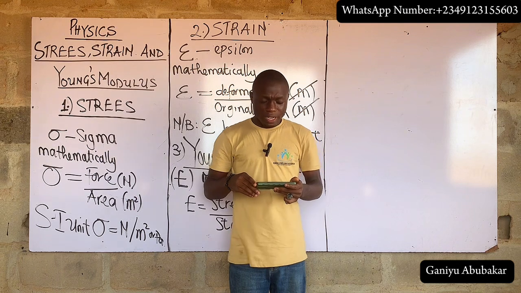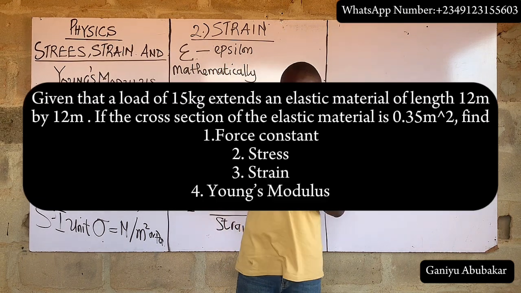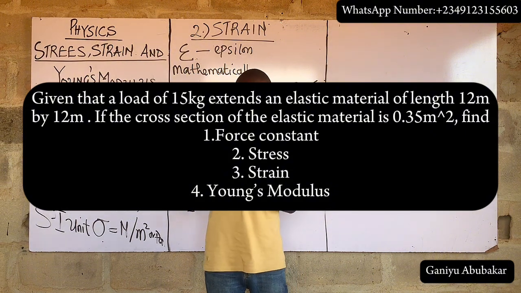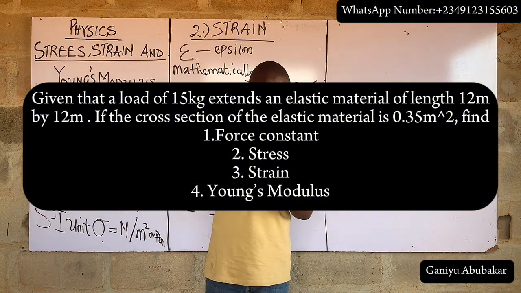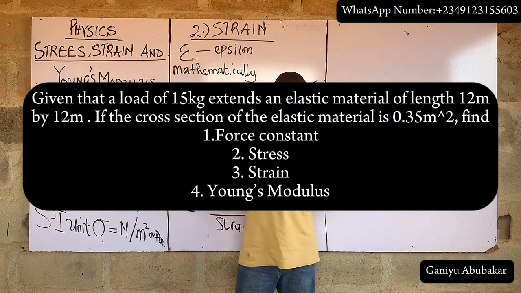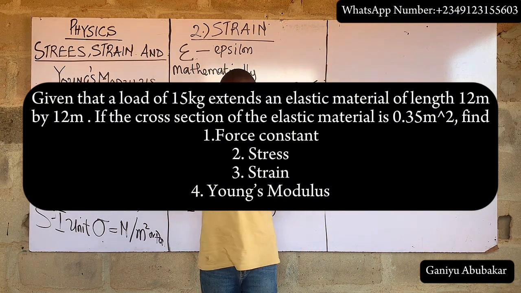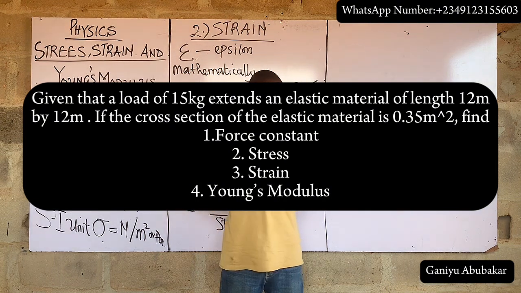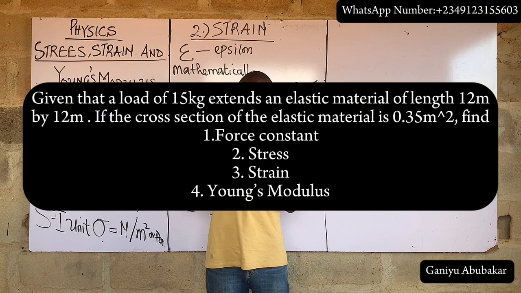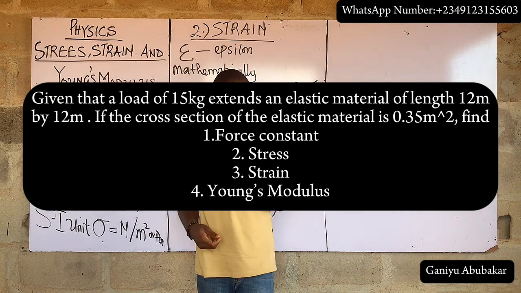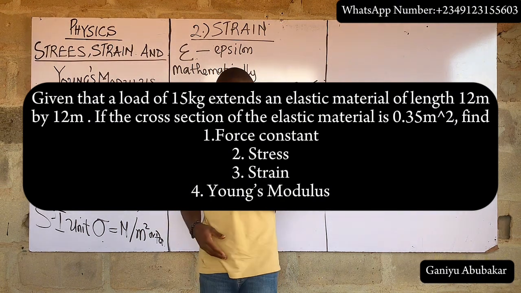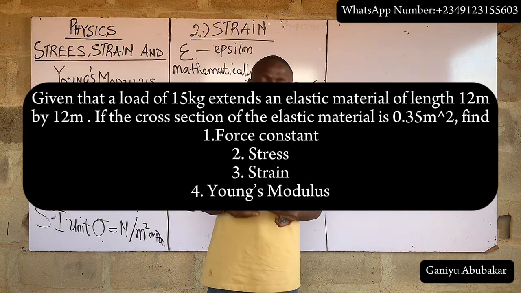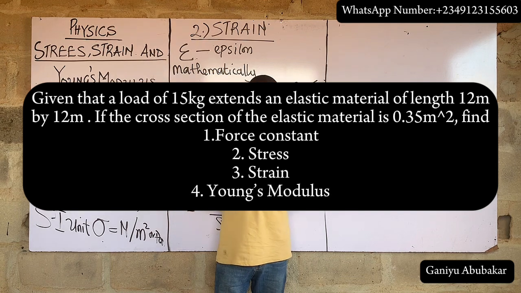Welcome back. The example here says, given that a load of 15 kg extends an elastic material of length 12 meter by 12 centimeter, if the cross-section of the elastic material is 0.35 meters squared, find: number 1, force constant; number 2, stress; number 3, strain; and number 4, Young's modulus. So how do you get this done?